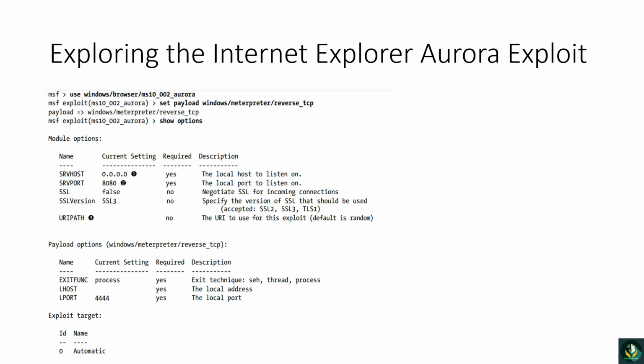First, notice that the default setting of SRVHOST is 0.0.0.0. This means that the web server is bound to all interfaces, and SRVPORT is 8080, which is the port the targeted user needs to connect to in order to trigger the exploit. We will be using port 80 instead of 8080. We could also set up the server for SSL, but for this example we will be sticking with the standard HTTP URI path.